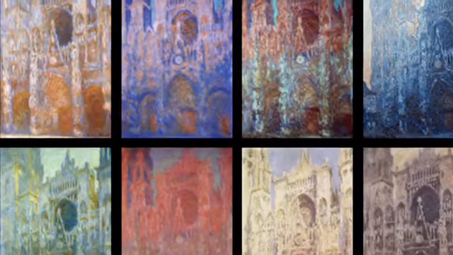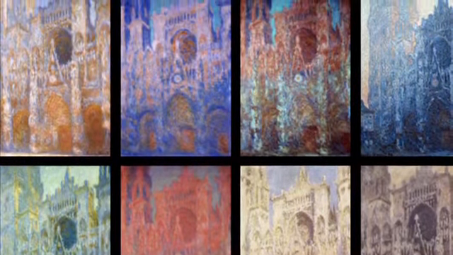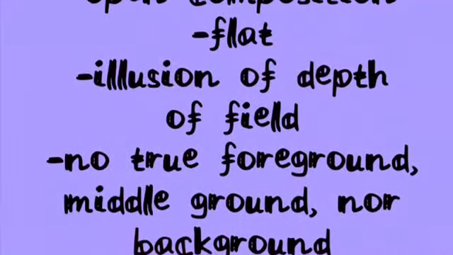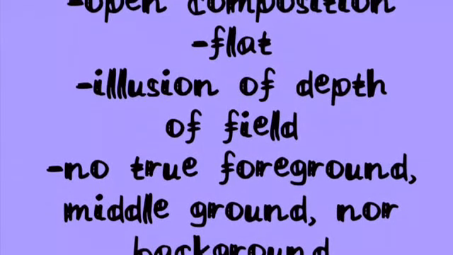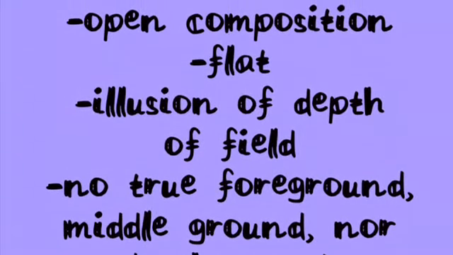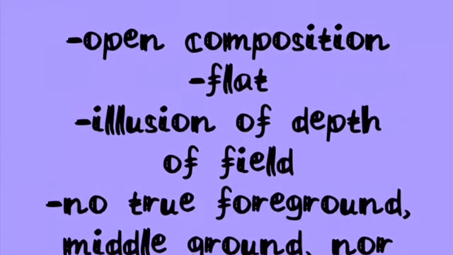Artists use different coloring to set the mood of the scene. For cooler scenes, they use colors such as grays and blues, and for warmer scenes, they use yellows, reds, and oranges. The compositions are open compositions and are very flat, two-dimensional spaces, but can give you the illusion of depth of field, even though there is no true foreground, middle ground, or background.